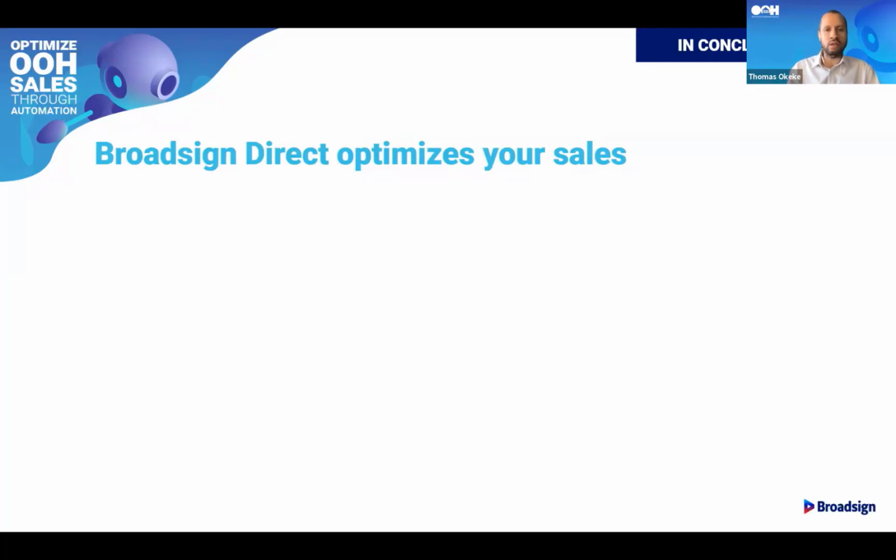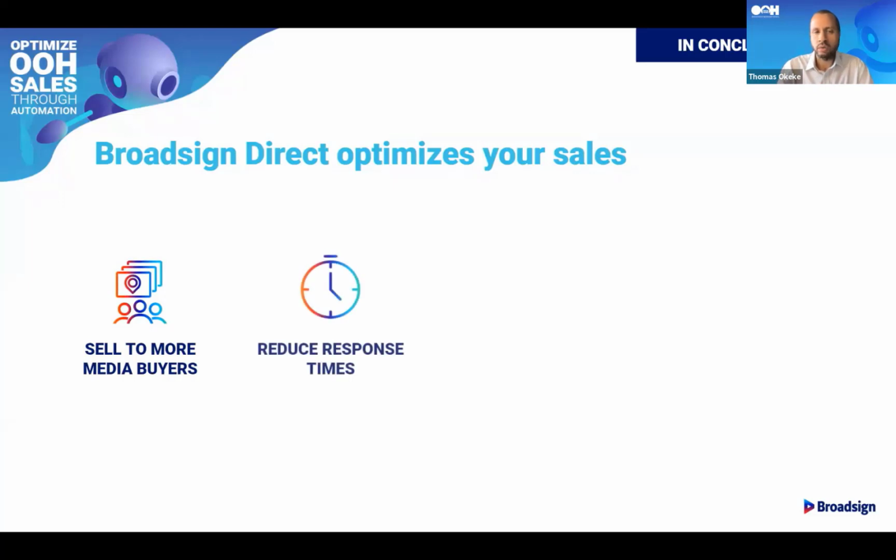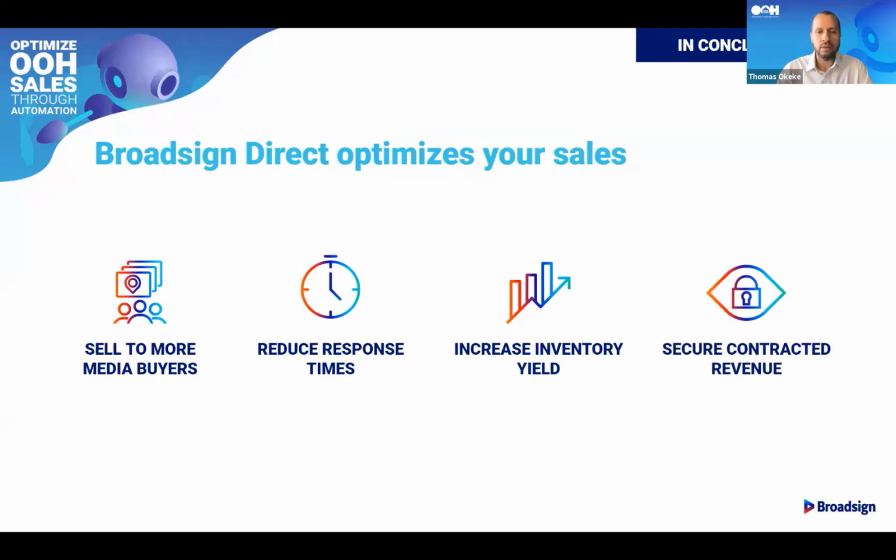So we're essentially trying to do the same thing with Broadsign Direct, which is to help you to sell to more buyers, reduce your overall response time to your clients, increase your yield for the same amount of inventory without growing the number of screens, to get more dollars out of your existing network. And of course, when you go through the process of signing a contract, to make sure that your highest value contracts, that you secure that revenue by making sure that everything is on track to deliver, and rebalancing as there are, for instance, issues that may arise with regards to your network.